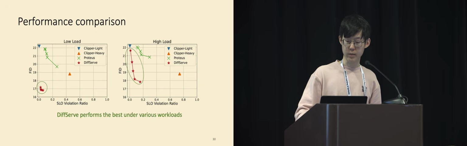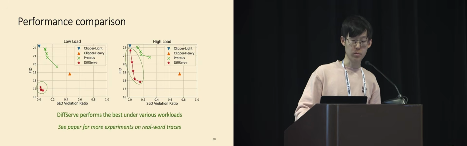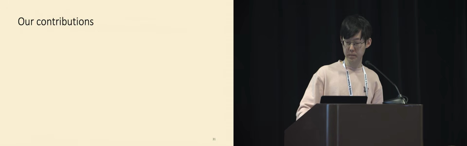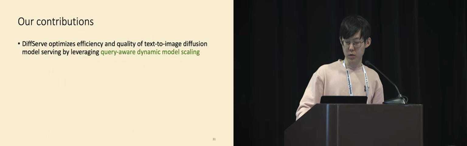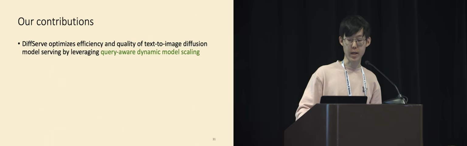And this shows that DiffServe is adaptive to workload change by dynamically changing the confidence threshold and allocating resources for each worker. And we have more experiments on real-world traces in the paper, and please check the paper if you are interested. So to summarize, we propose DiffServe, which optimizes efficiency and quality of text-to-image diffusion model serving by leveraging query-aware dynamic model scaling.